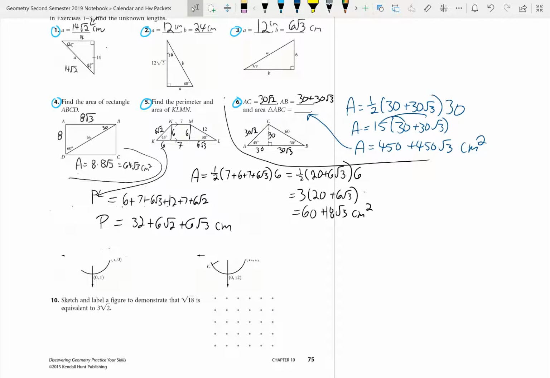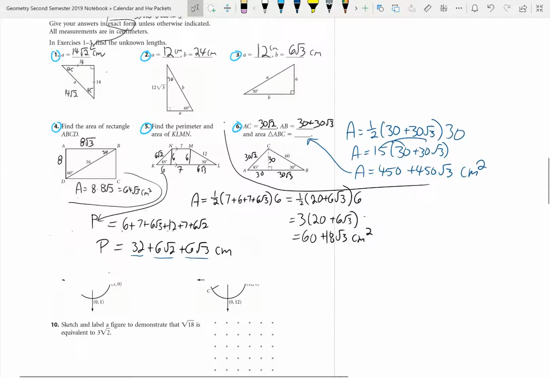All right. So again, for number 5, you could do area of a trapezoid. You could also separate it out into 2 triangles and a rectangle, and you get the same answer. So either way is fine. And again, you can't combine numbers together unless they're the same, or radicals together unless they're the same radical, right? So when you have 32 plus 6 root 2 plus 6 root 3, you have to leave those separate. Okay. Well, that concludes part 2 of Chapter 10 review.